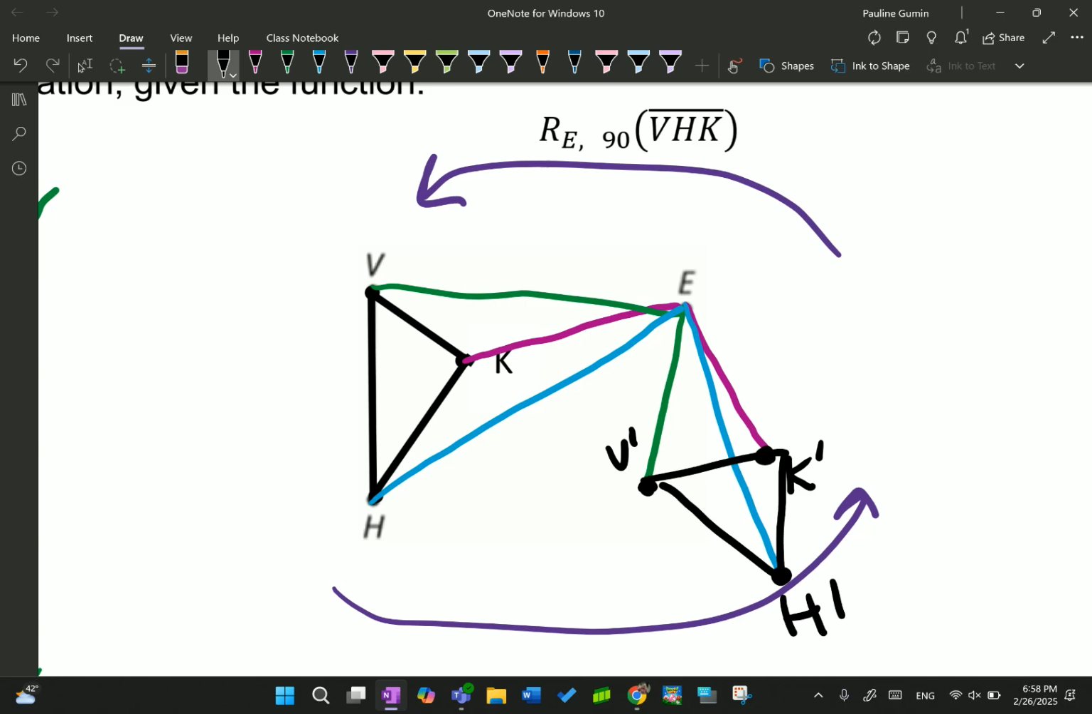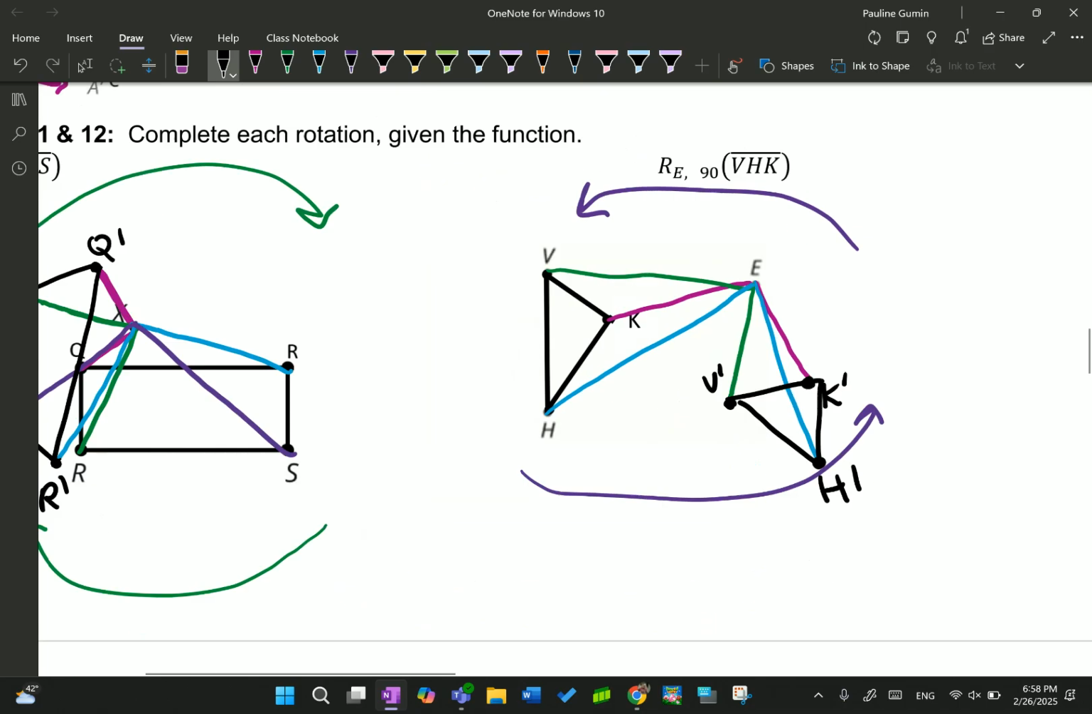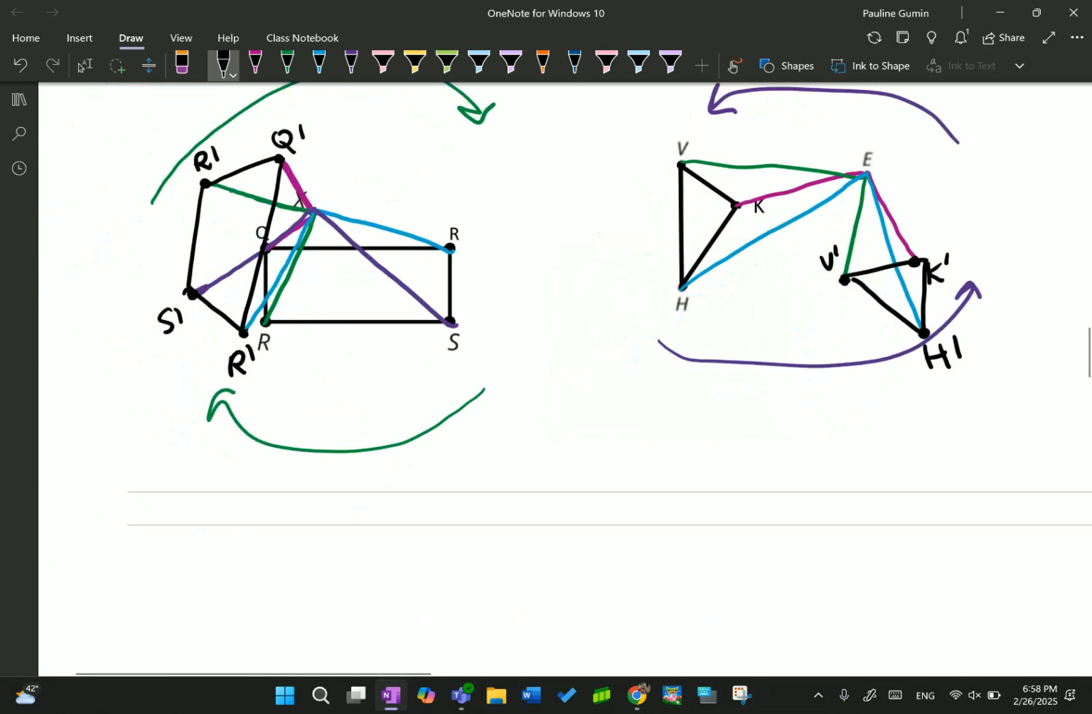It's a triangle, okay? It's a triangle. And it's rotated 90 degrees counterclockwise. I'm not going to try this one again. I know the limitations of my art.